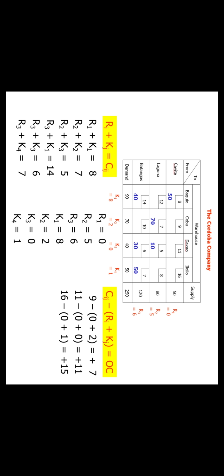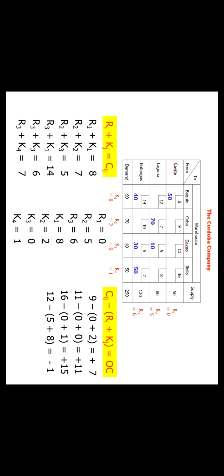Next is the unused cell with a cost of 12. Row position is at row 2 where r sub 2 is equal to 5. Column position is at column 1 where k sub 1 is equal to 8. Applying the formula, you would have 12 minus the quantity 5 plus 8, or 12 minus 13 is negative 1.